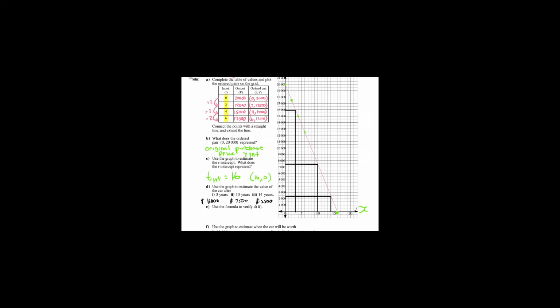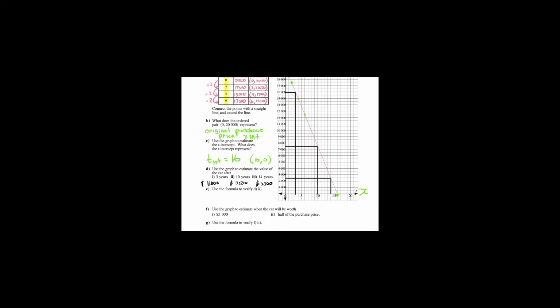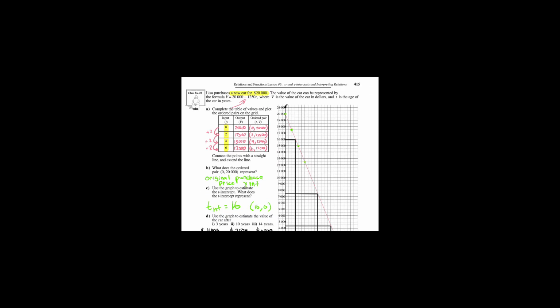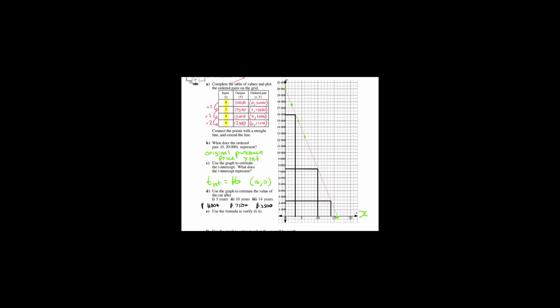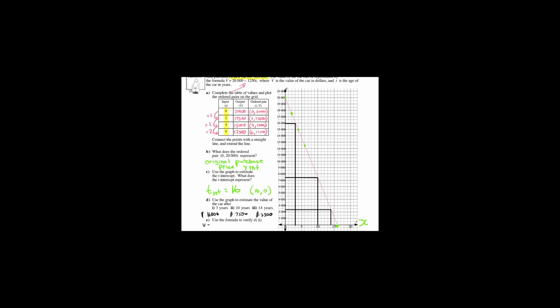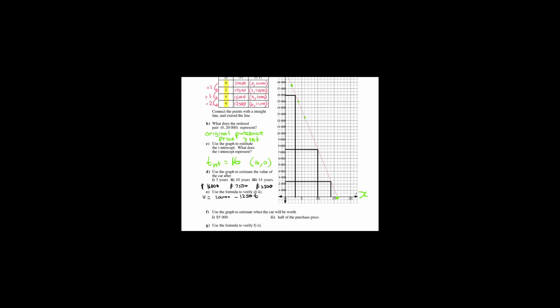And it says use the formula to verify D. Okay, so we'll just do one of them. We'll do the 10 years. So we're going to take the original formula, which is V equals 20,000 minus 1,250 times T. And if we look at 10, that's the number of years, that's on the x-axis. So this down here is the number of years, and this right here is the value on the y-axis.